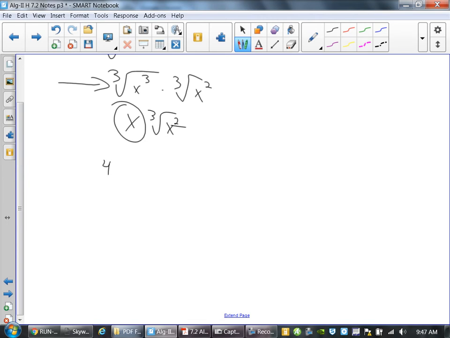We take the 4th root. Wait, you just leave it like that? Yeah, you're done. 4th root of x to the 9th, y to the 15th, z to the 31st. I don't like that.